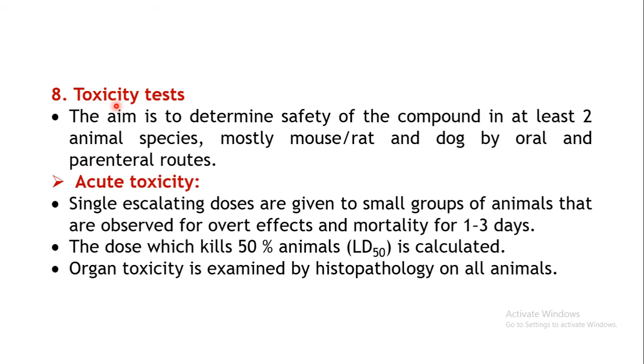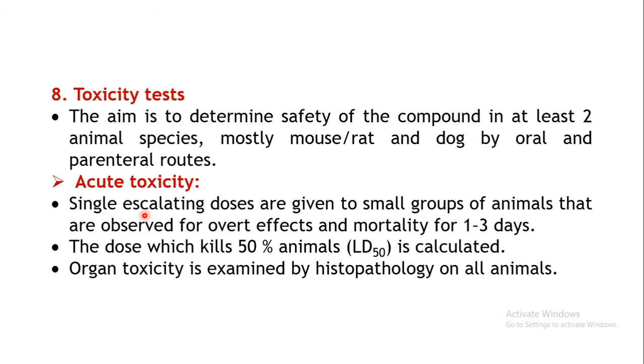Then another important test which is done is toxicity testing. You need to be sure of the safety of your compound before you go for the human trials. Here the toxicity testing may be done in more than one species, or at least 2 animal species are utilized. Now toxicity studies can be divided into different types. Acute toxicity testing is done.